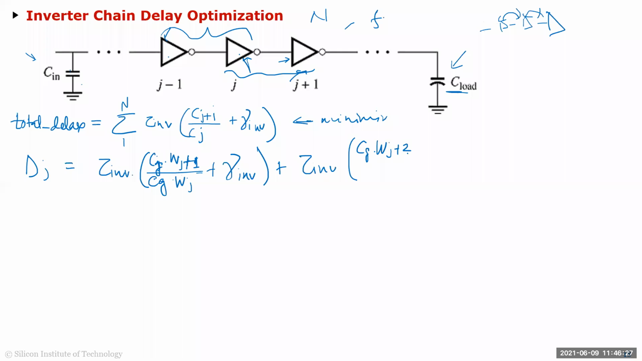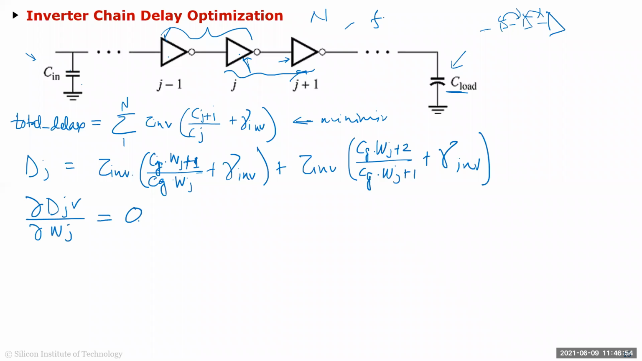You'll understand. So this will be CG time J plus 1 plus gamma. So basically, if I can minimize this, then I apply the same principle for all the other stages, and that should probably hold true. In other words, I want to minimize this delay. I take the partial with respect to WJ. So I'm trying to find out what's the WJ such that this delay is minimized, right? So I take the partial of this and make it 0. So what will it be?